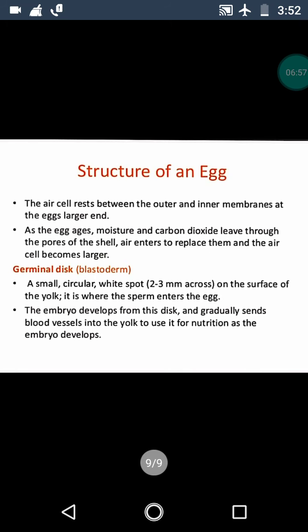The last but not the least part of the egg structure is the germinal disc. It is the blastoderm, a small circular white spot 2 to 3 millimeters across on the surface of the egg yolk. It is where the sperm enters the egg. It is the main part from where the fertilization starts. The embryo develops from this disc and gradually sends blood vessels into the yolk to use it for nutrition as the embryo develops into a chicken.